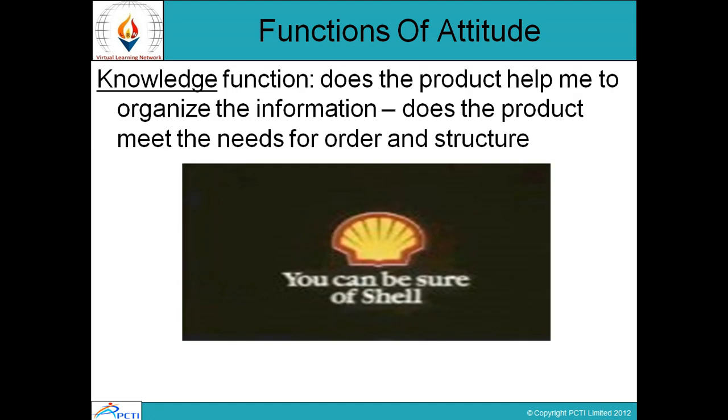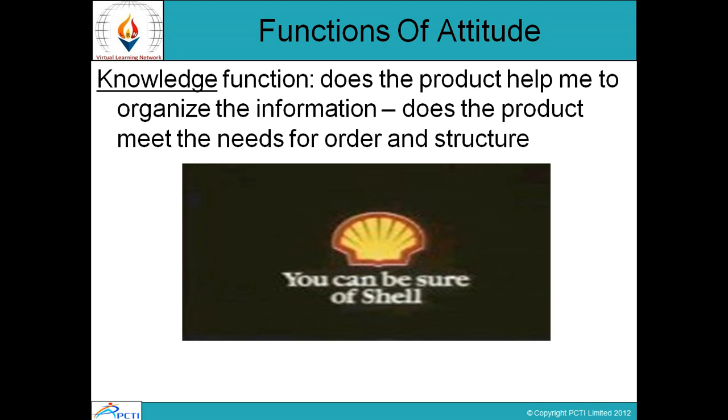Another function is knowledge function. Does the product help me to organize the information? Does the product meet the needs for order and structure? Here, individuals generally have a very strong need for knowledge and seek consistency, stability, and understanding. To fulfill this need, attitudes help people organize the considerable amount of information to which they are exposed every day. They ignore irrelevant information and store what is meaningful to them.